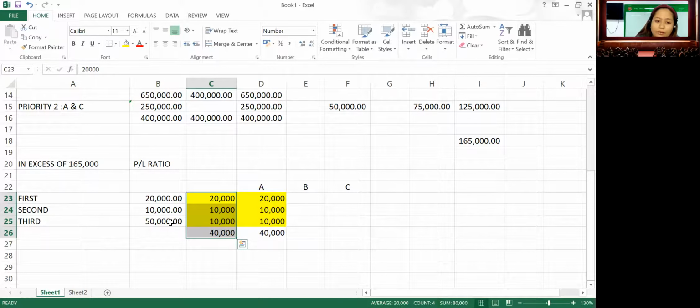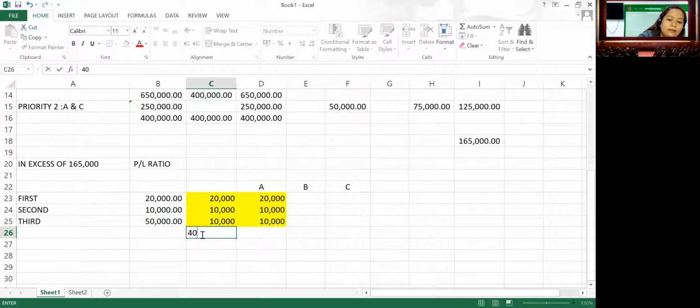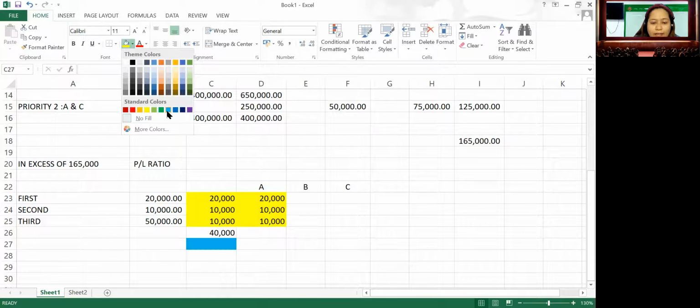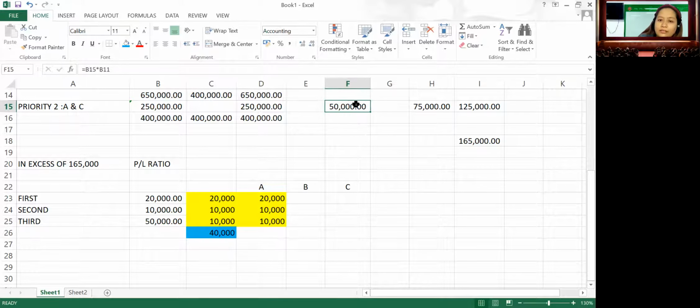Okay? However, yung 50,000 natin ay may tira pa. Magkano pa yung tira? 40,000 pa yung tira. Okay? Paano natin i-distribute yung 40,000 na yan? Ang sabi ng second priority, 50,000 to A and 75,000 to C. Pero kulang, hindi niyan masasatisfy parehas. Pero base dun sa program natin, pantay na yung priority sa kanya. Hindi natin pwedeng unahin si A, hindi natin pwedeng unahin si C. So ano yung gagawin natin?